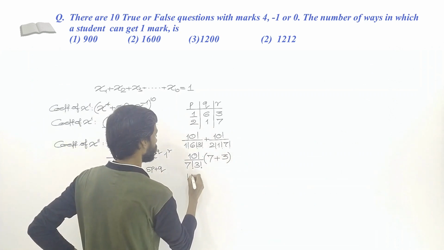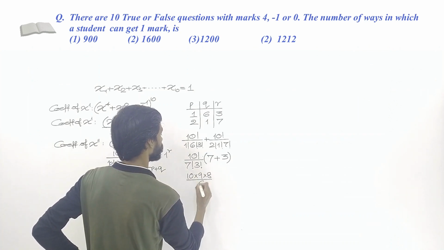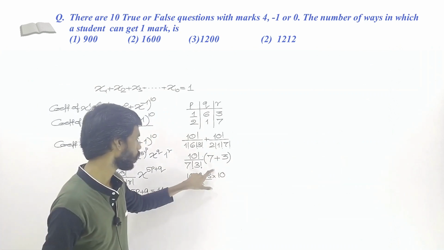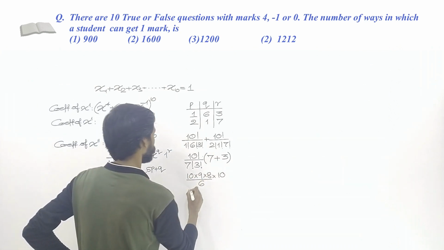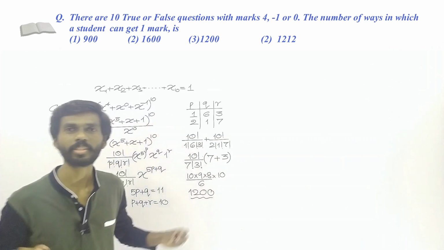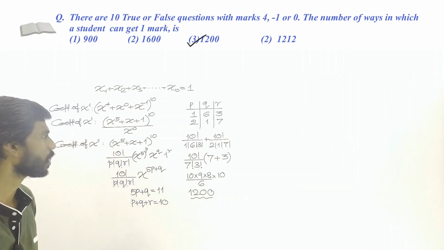That can be written as 10, 9, 8 divided by 3 factorial, which is 6, multiplied by 10 again. This will give you the value 4 multiplied by 3, 12. So this is the answer, 1200. That is the answer to the question. So we made use of this multinomial expansion to get the answer to the question.